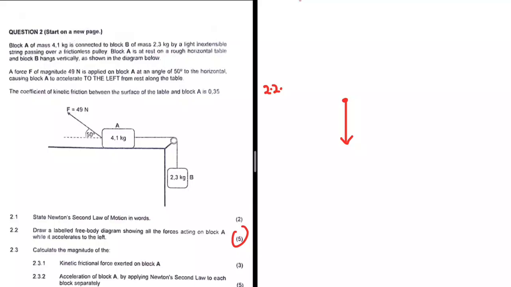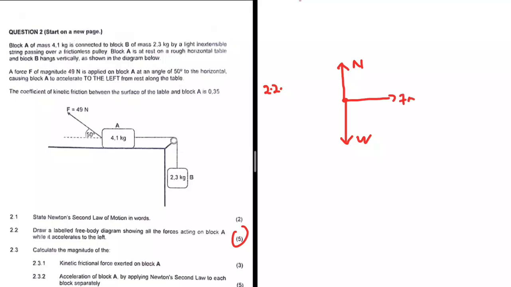So now let's take a look at our question statement so that we can identify all the other forces. Block A of mass 4.1 kg is connected to block B of mass 2.3 kg by a light inextensible string passing over a frictionless pulley. Block A is at rest on a rough horizontal table. Hearing that, at rest on a table, normal force, that is the first thing. And we already know from the question that it is accelerating to the left. So the frictional force must be to the right. So there we go, we have the frictional force.